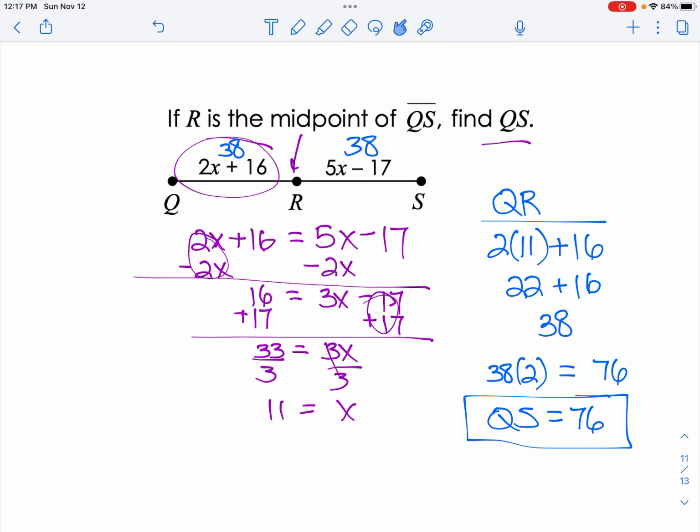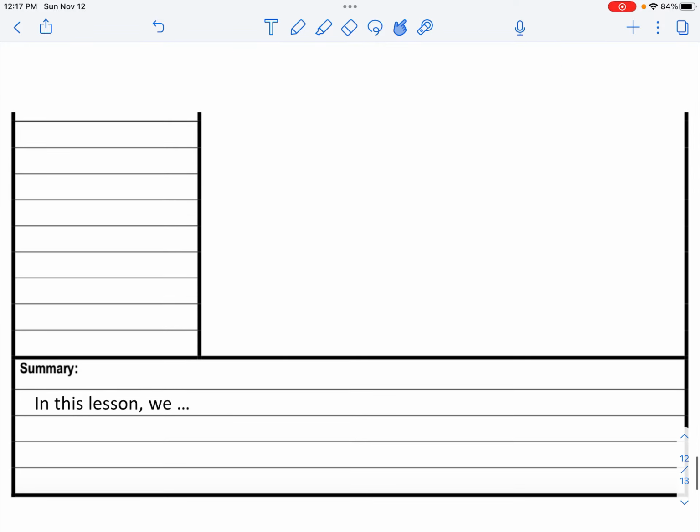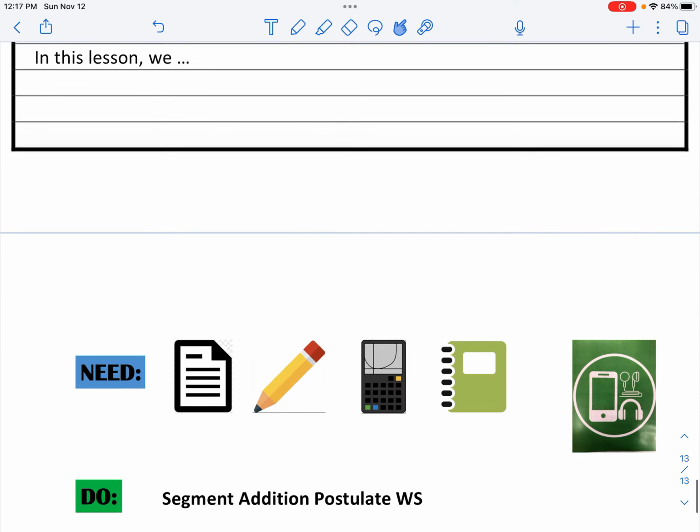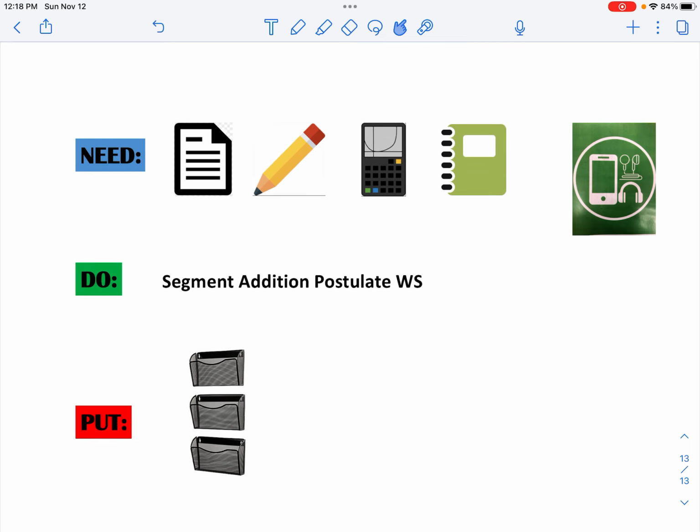All right. Hope that makes some sense. Don't forget to write a summary in your notes, and then go ahead and get working on the segment addition postulate. Good luck. Bye.